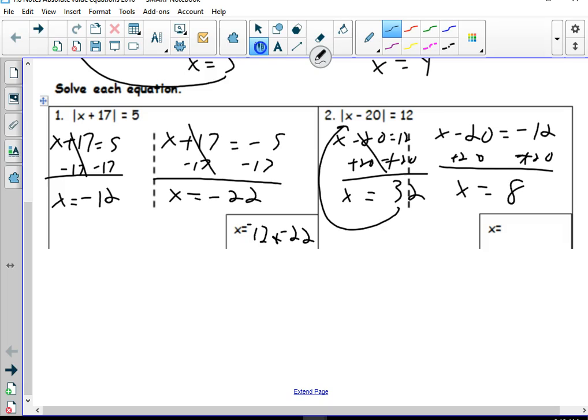20 minus 12 is 8. If I plug that in, 8 minus 20 is negative 12, but the absolute value of negative 12 is positive 12. And so my two answers are 32 and 8.